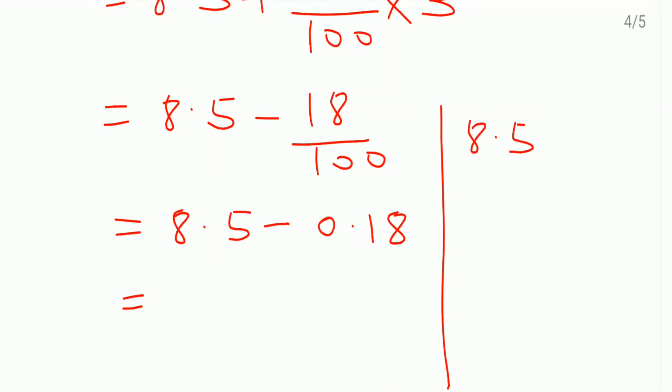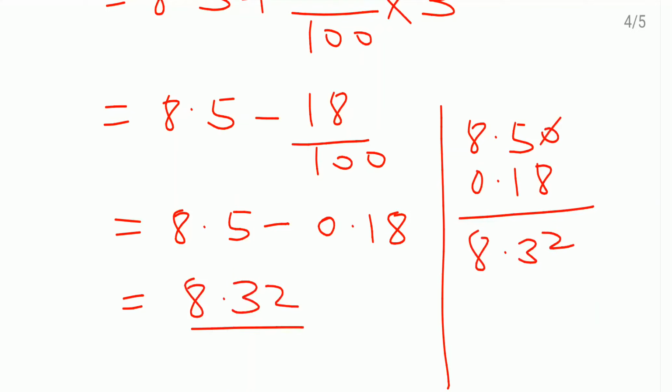We'll do the subtraction. 8.5 minus 0.18. Sorry, 0.18. So here this is 0. 10 minus 8 is 2, 4 minus 1 is 3, and this 8 as it is. So 8.32 is the mean surname length, right? That means here also approximately 8 letters are there in one surname, correct?